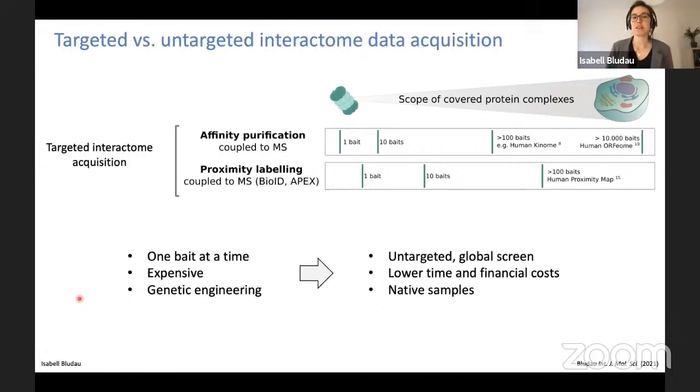But both strategies are discrete in a way that the coverage of the complexes that you can investigate with them is directly linked to the number of experiments that you perform. So now the question is if there are any strategies where we can look at the interactome from a more global, untargeted perspective.